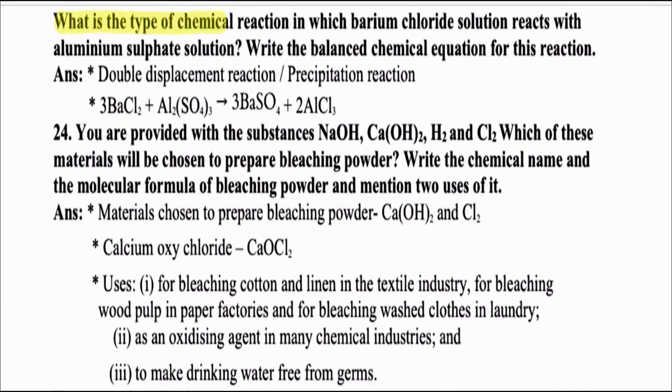Or what is the type of chemical reaction in which barium chloride solution reacts with aluminum sulfate solution? Write the balanced chemical equation for this reaction. This is a double displacement reaction, or we can also call it a precipitation reaction, and this is the balanced chemical equation. Let's go to next question.